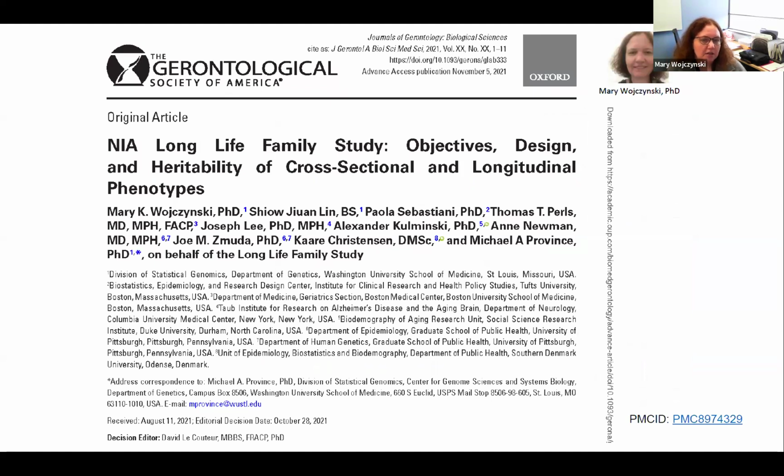I also wanted to share, we have published our objectives and design paper in the Journals of Gerontology. And this will give very in-depth information about our study and heritability estimates of our cross-sectional and longitudinal phenotypes. Next slide, please.